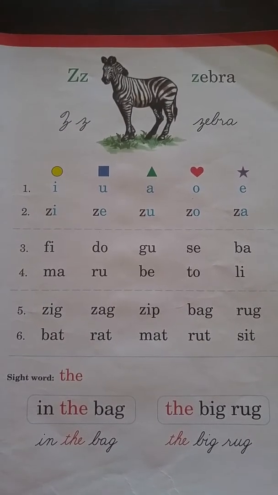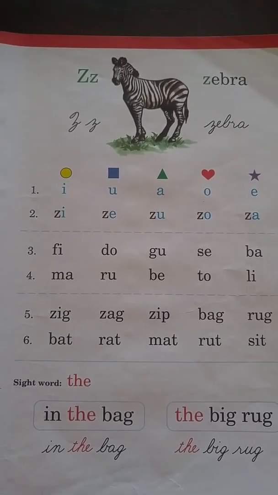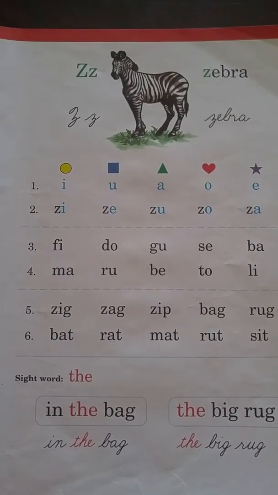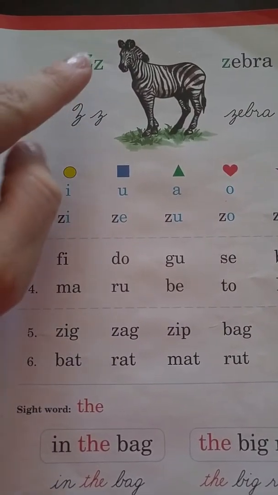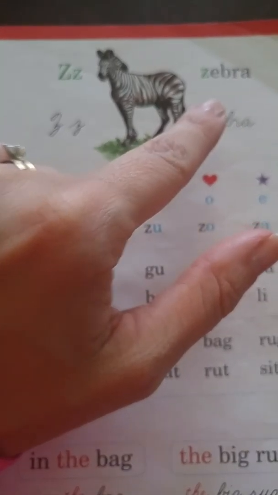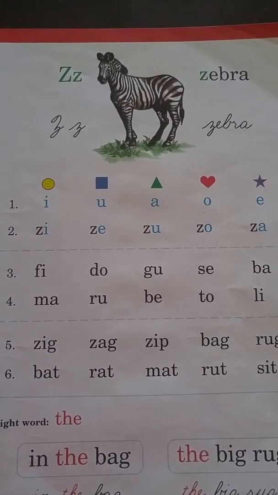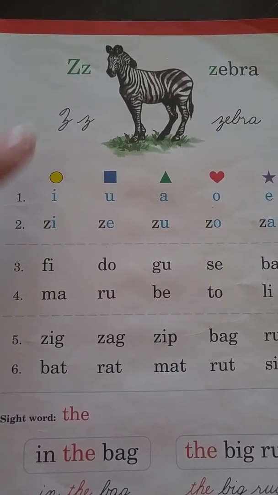Hello. Today we're going to be going over the letter Z. As we said in our other videos, all the letters have sounds. And this consonant, Z, says Z, as in zebra. And so we're going to put the Z sound with our vowels.